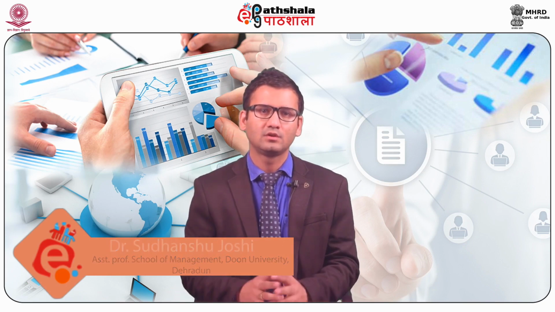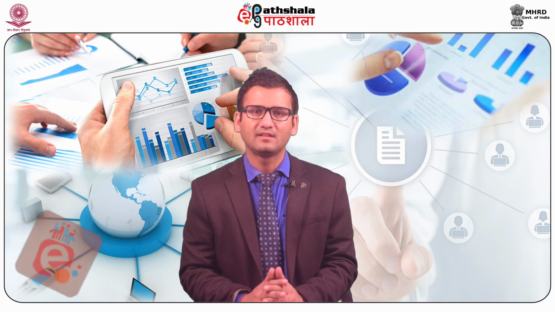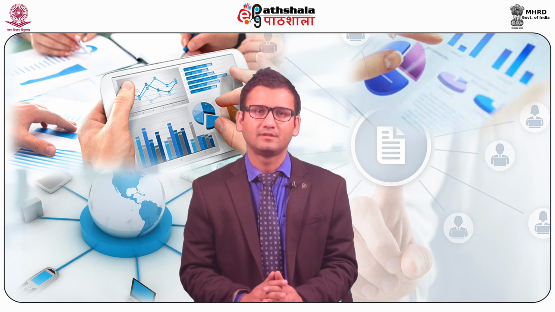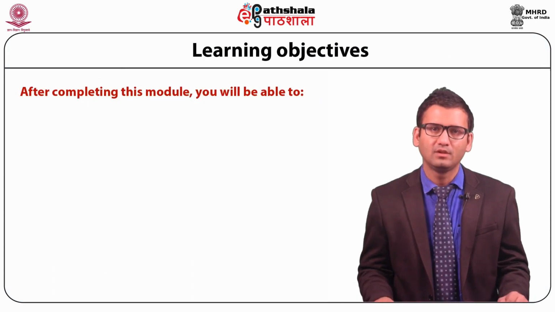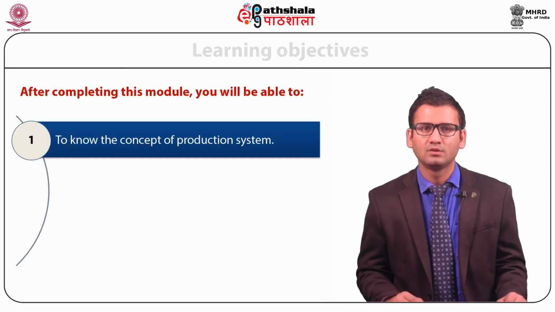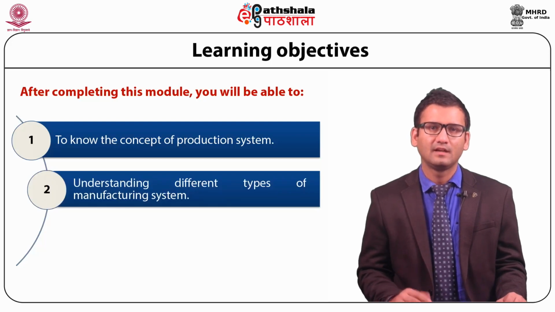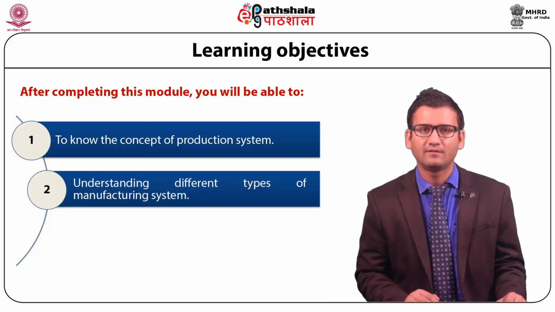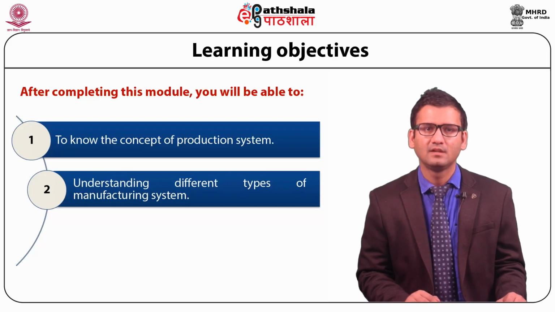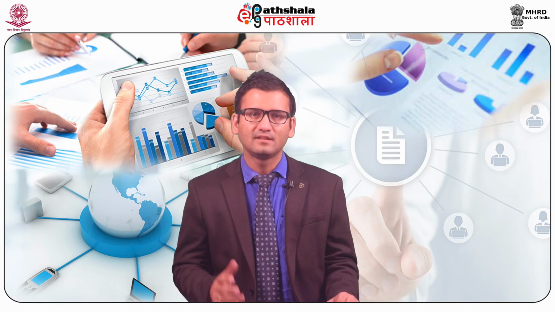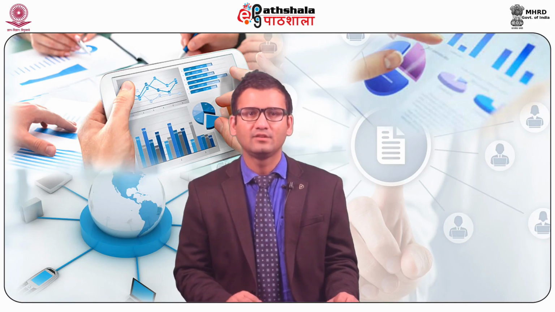Today we are going to talk on the module Characteristics of Mass and Continuous Operating System under the paper Operation Management. After completing this module, you should be able to know the concept of production system. You will understand the difference in terms of different types of manufacturing systems and to know the concept of mass and continuous operating system. Let us understand the characteristics of mass and continuous operating system.